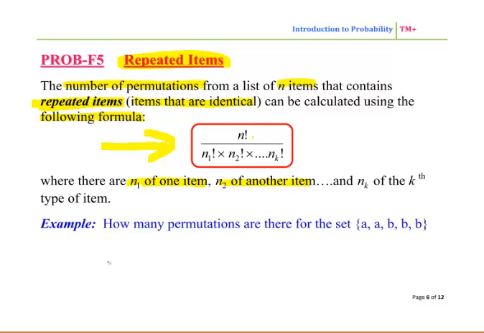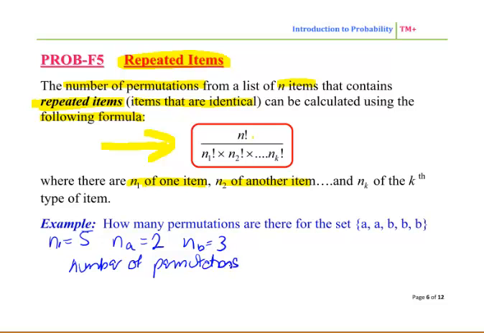If we look at an example here, how many permutations are there for the set AA and then BBB? From there I have 5 things to choose from, but the number of A's is 2 and the number of B's is 3. So when I work out the number of permutations, well, I have 5 things in total, so 5 factorial, but there are 2 A's and there are 3 B's, and that gives you 10. So it reduces the possibilities because there's a repetition.